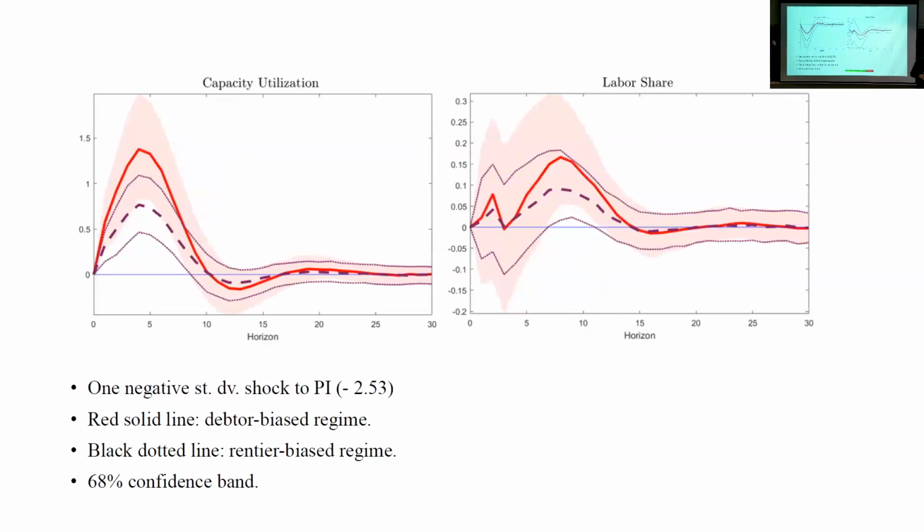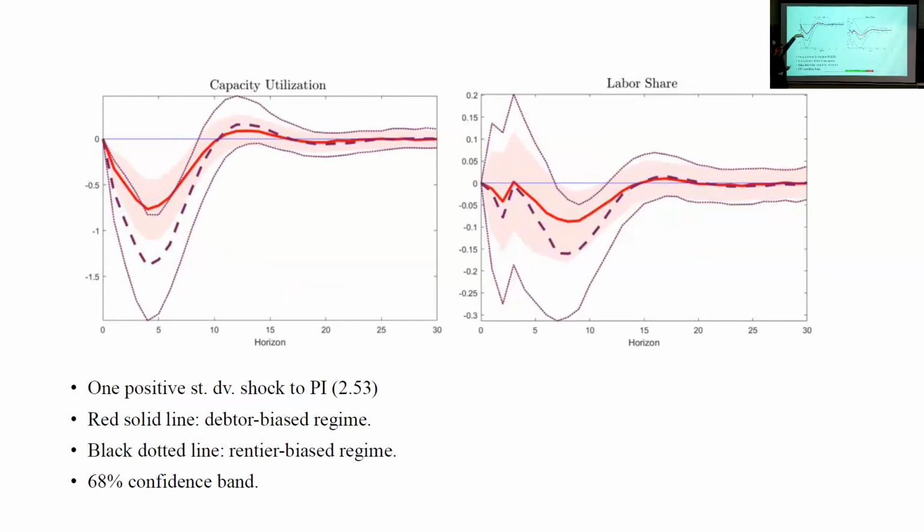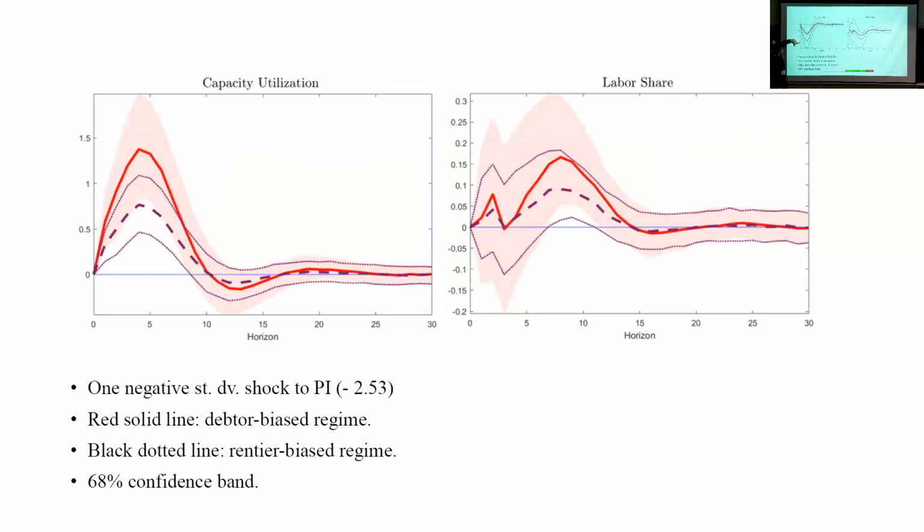We have here a negative shock to the Pasinetti index. So if the Pasinetti index goes down, in theory, you have less income going to the rentiers, or more income going away from them. And again, we have the two regimes. We have here in the red line, same as before, the debtor bias regime. So here the Pasinetti index is below zero and it decreases even further. So we have that capacity utilization increases. And in magnitude it's similar to the other regime. If you see here, we have the dotted line going close to 1.5. And here we have the red line going close to 1.5.